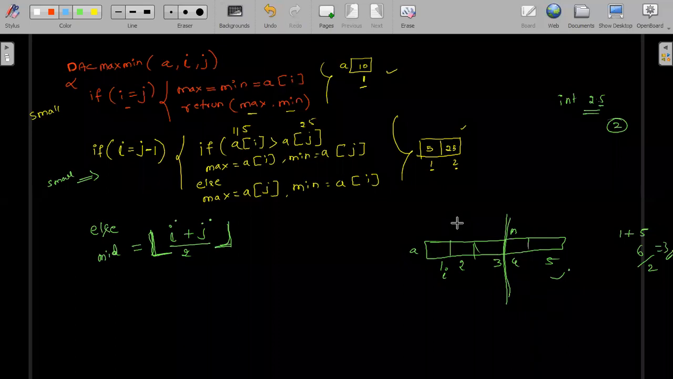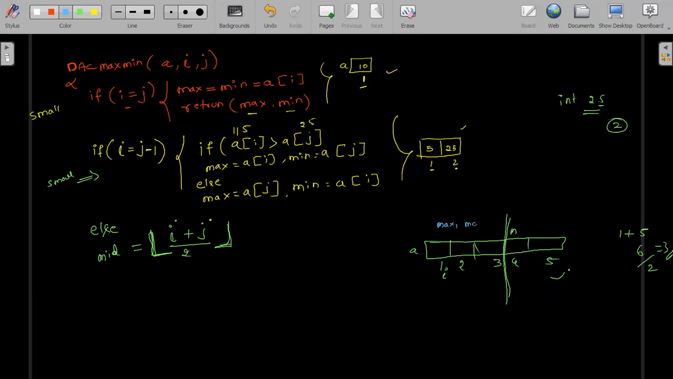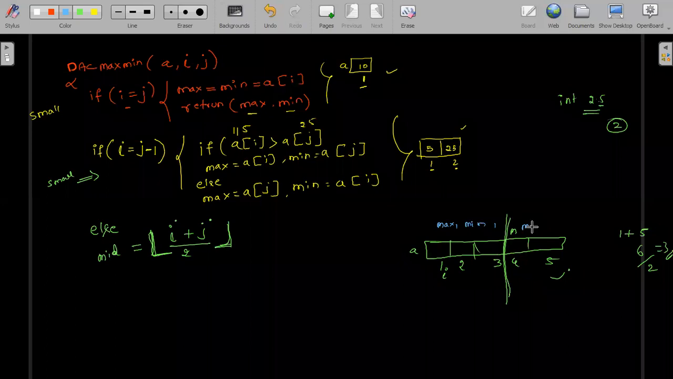So this comes under the left side. I will say this one is maximum 1. This side, whatever values you get, that is maximum 1. So this is, sorry, minimum 1. Now this side, here also I will say maximum 2, and minimum 2. This side, whatever comes, this is minimum 2.